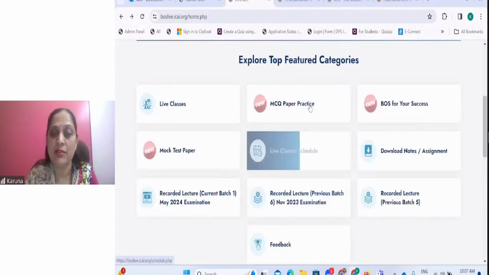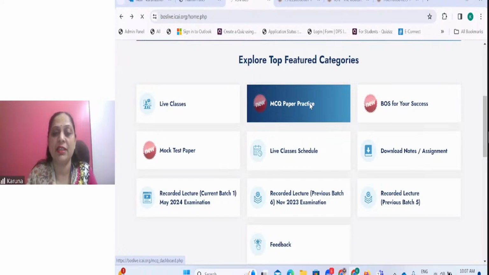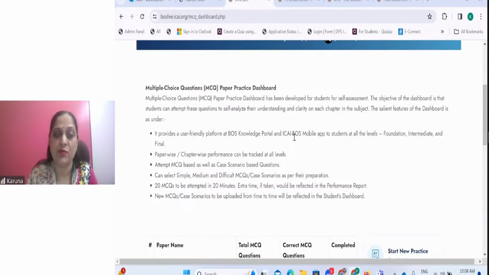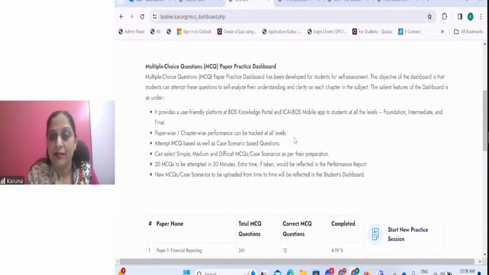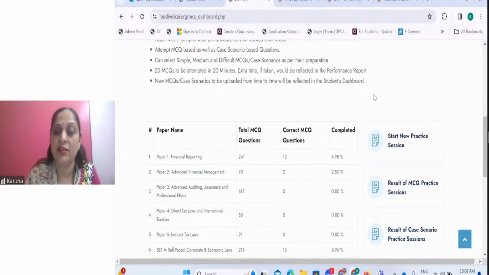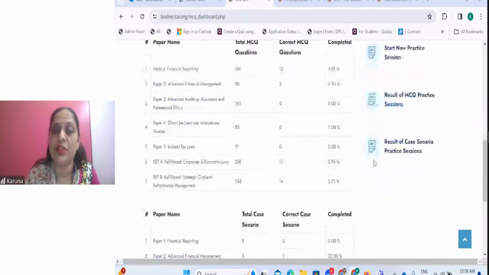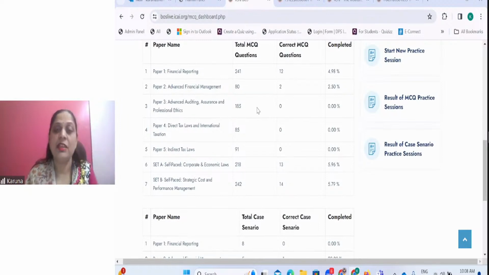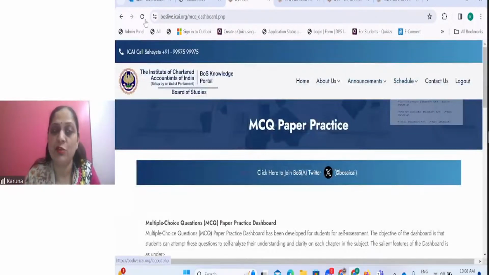For MCQ paper practice, you just see the multiple choice question practice paper dashboard. This is the facility we have tried to provide you with this new feature, and you can attend the questions. You can see: start new practice session, result of MCQ practice session, and result of case scenario practice session, right? So these many questions are there, and we are trying to come out with more and more questions.